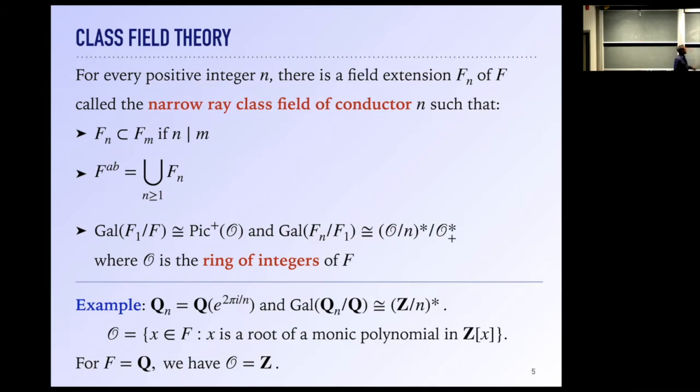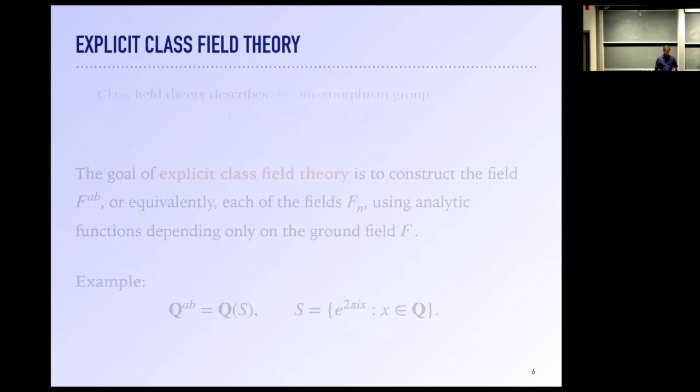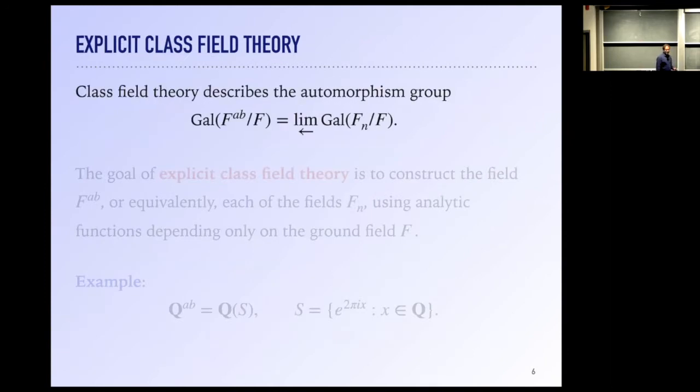So there's nothing there. You're modding out by just 1. So this thing on the right here is just Z mod n star. And you can prove that for Q, this narrow Picard group is just trivial. All right. So in other words, class field theory describes the automorphisms of the maximum abelian extension of F.